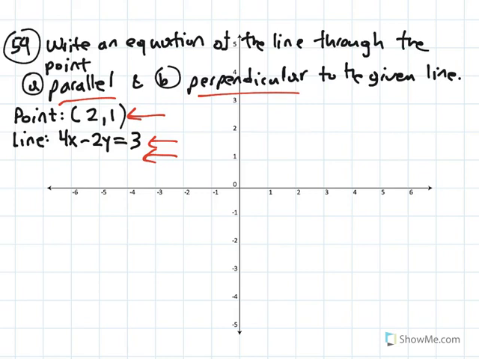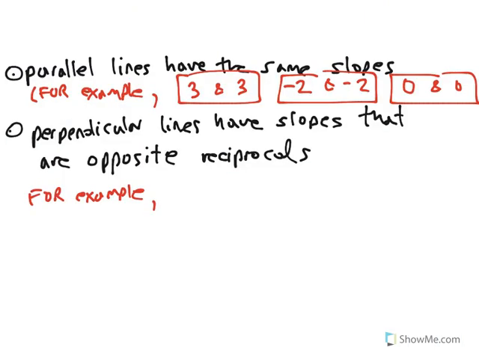So we need to review something about parallel and perpendicular lines. Here's what we're reviewing. Parallel lines have the same slopes. So 2 lines are parallel if they have the same slope. For example, the slopes could be 3 and 3, -2 and -2, which would give you 2 parallel lines. Or you could have 0 and 0. You would have 2 horizontal lines, and they would be parallel to each other.